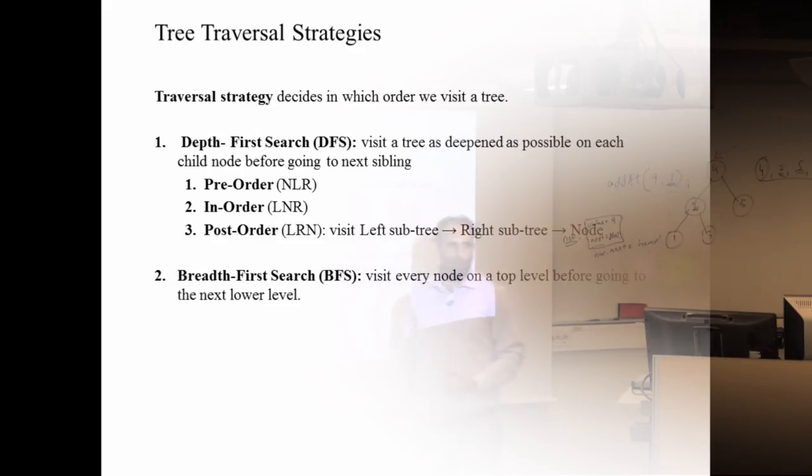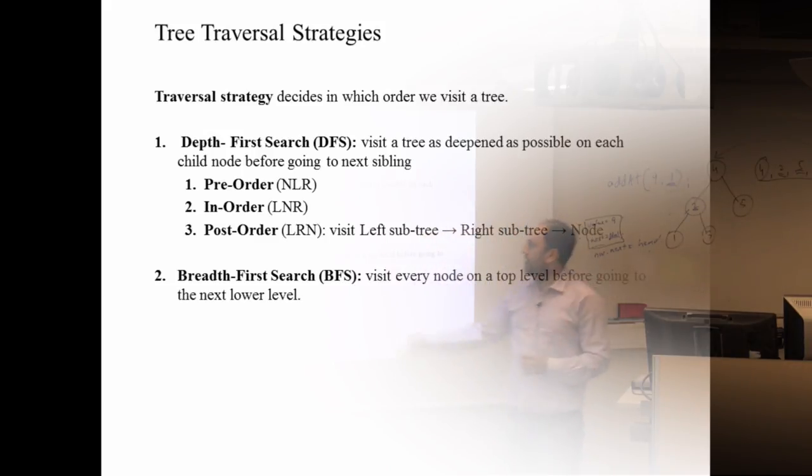In the pre-order, we first visit the node itself and then go to its left subtree, and after visiting the left subtree, we go to the right subtree. We will see the examples and then it will become more clear. And in the in-order, we first visit the left side, then the node itself, and after that, we go to the right side. And in the post-order, we first visit the left subtree, then we visit the right subtree, and at the end, we visit the node itself.